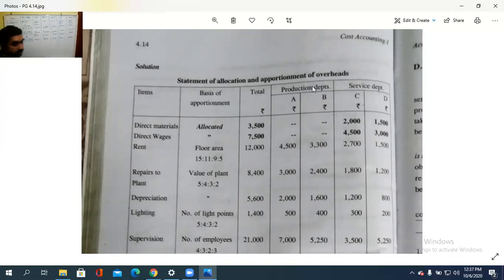Next, supervision. Under the supervision, number of employees is the basis. That is 4 is to 3 is to 2 is to 3. So number of employees, 21,000. How is it to be? 7,000, 5,250, then 3,500, and finally 5,250. 4 is to 3 is to 2 is to 3.